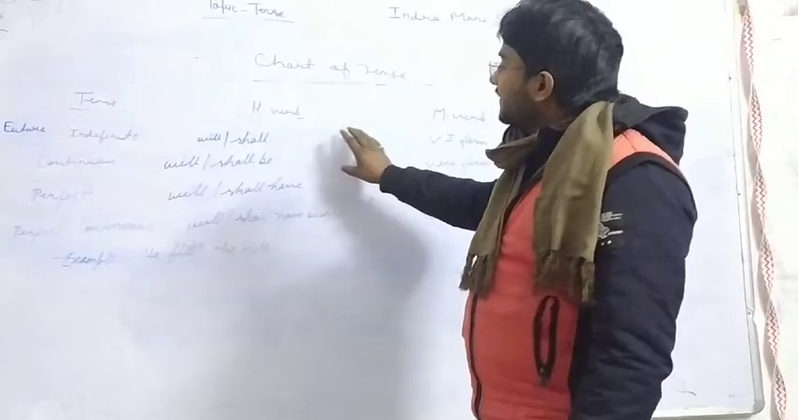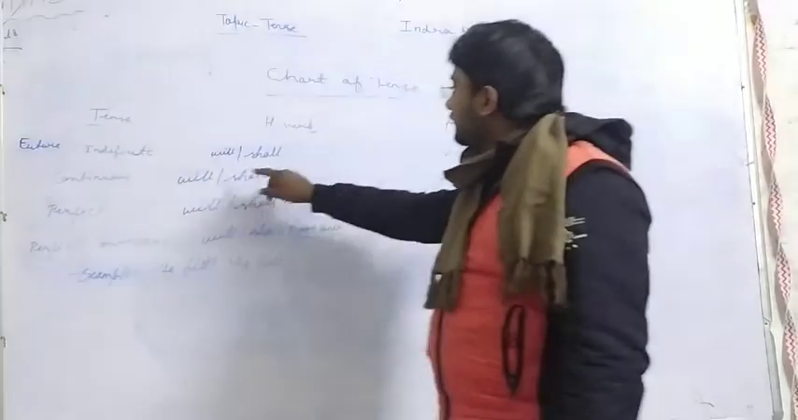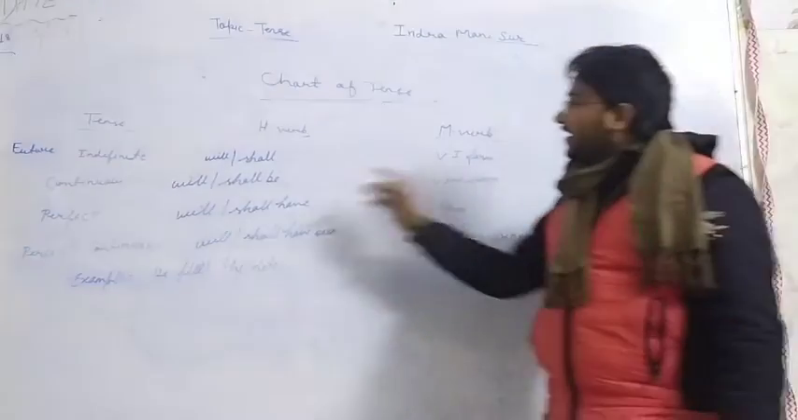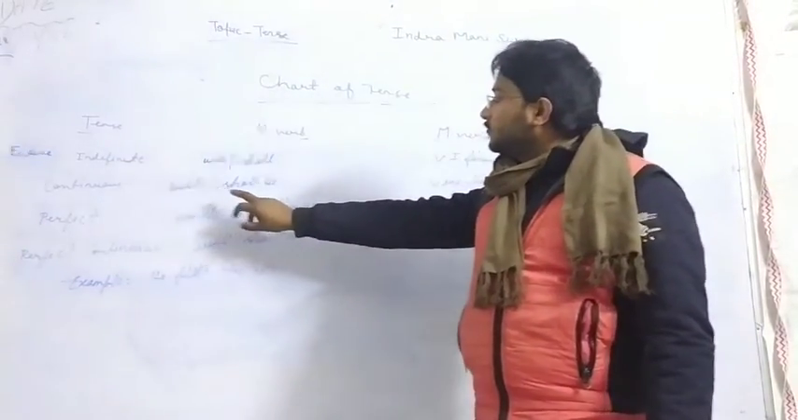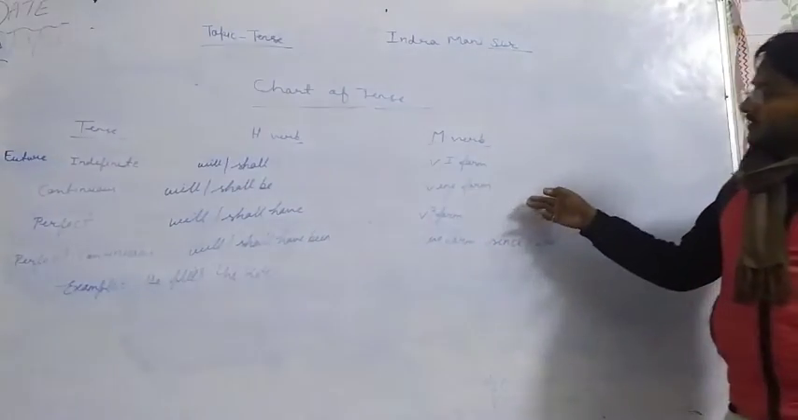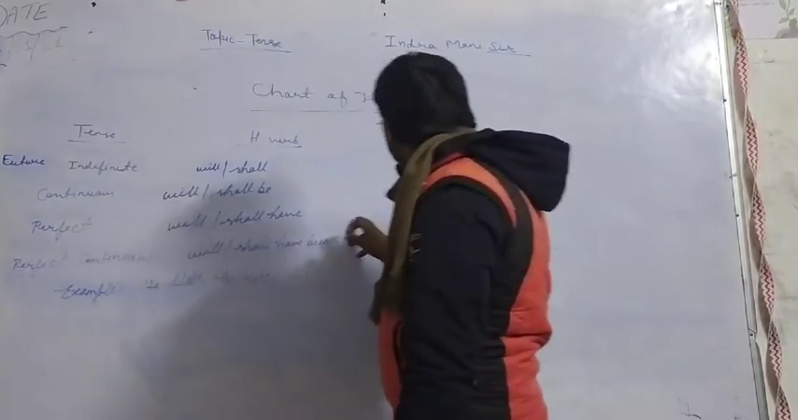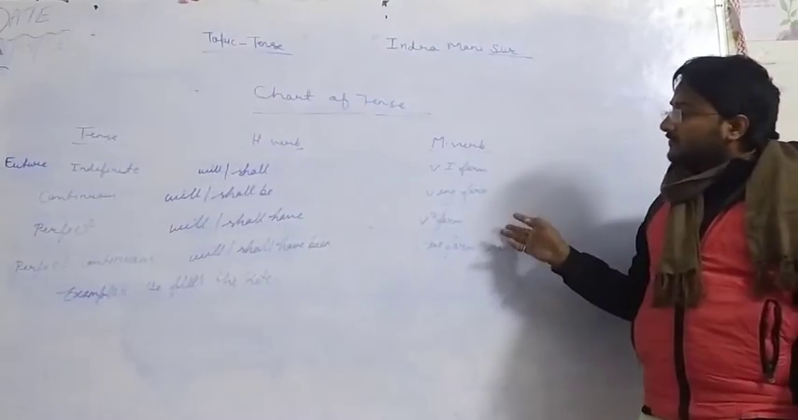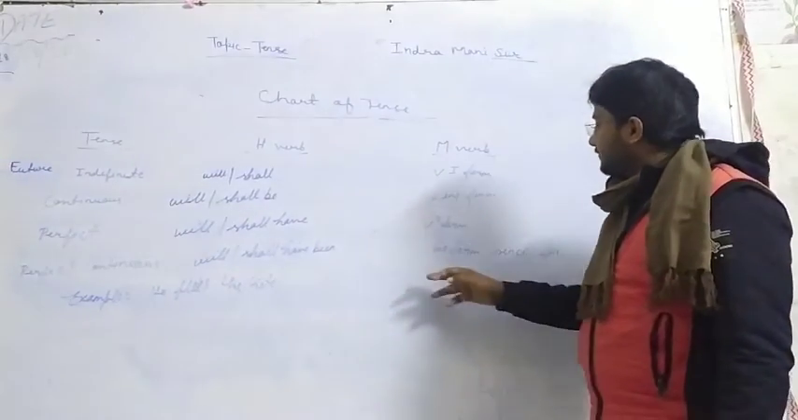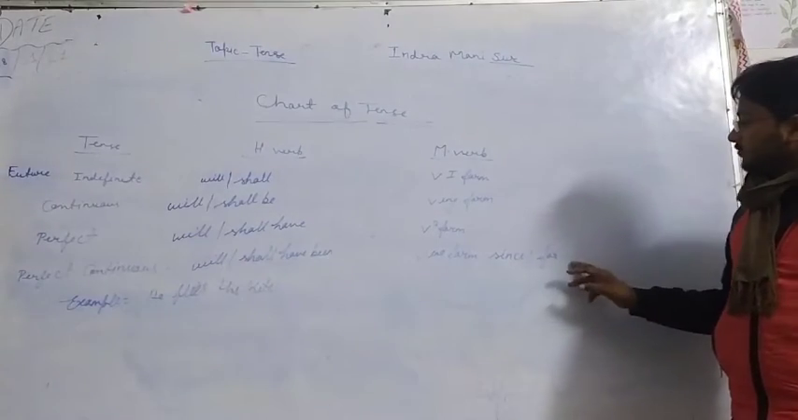So after that you will see future tense. In future indefinite we use the helping verb shall or will with the verb in first form, and in future continuous we use the helping verb will be and shall be with the verb in ing form. In future perfect we use will or shall have with the verb in third form, and in future perfect continuous we use will or shall have been with the verb in ing form.